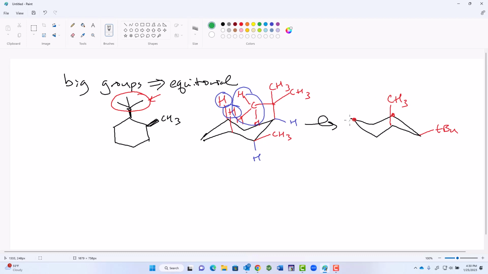So what we see is that this conformer is going to dominate the equilibrium here. So it's going to be strongly favored in this direction versus the other direction. We're going to strongly favor the methyl group being axial over the T-butyl group being axial to minimize the steric hindrance caused by 1,3 diaxial interactions.